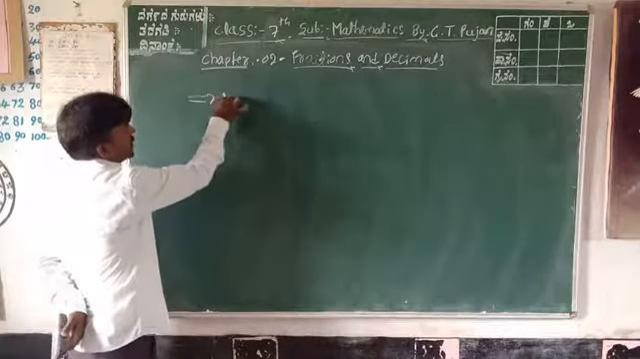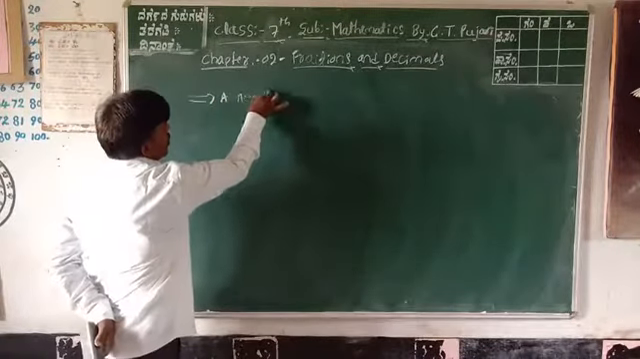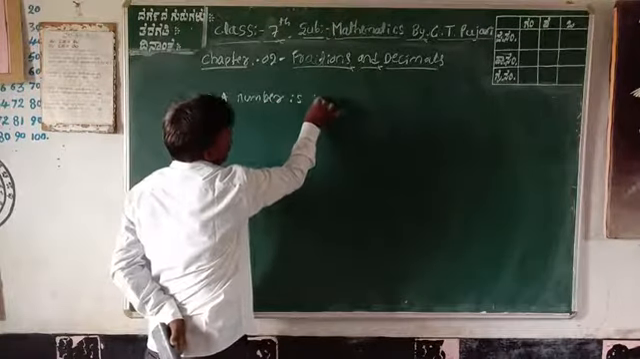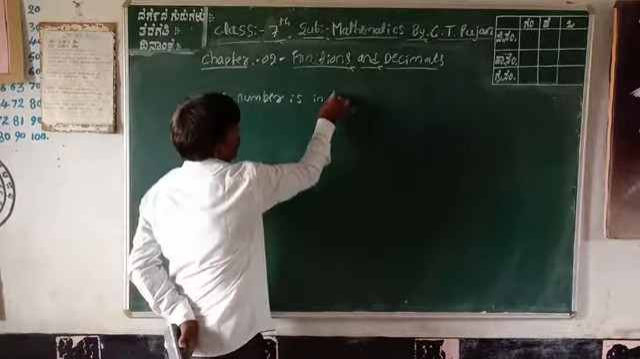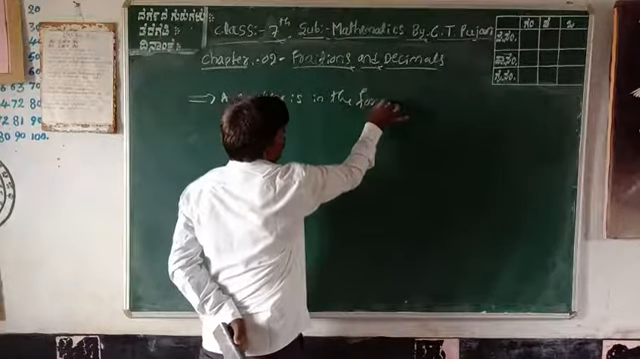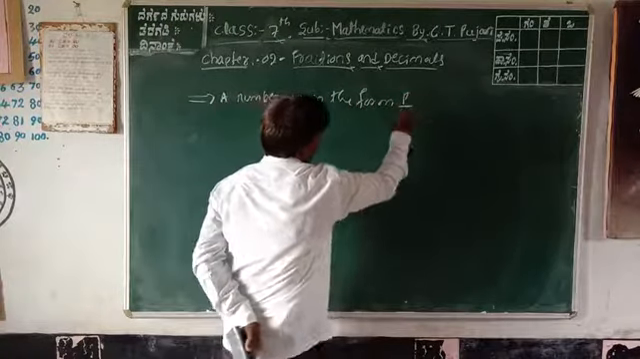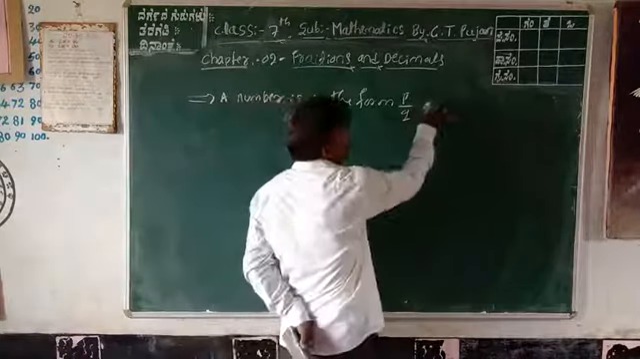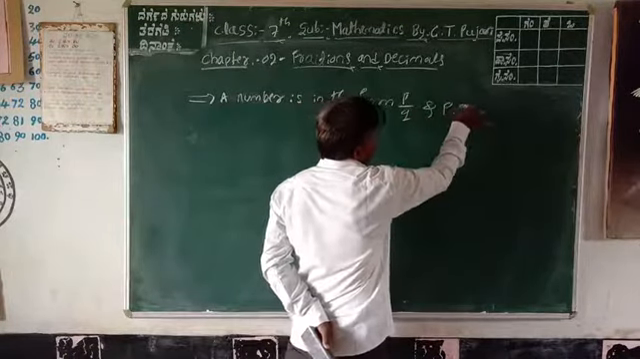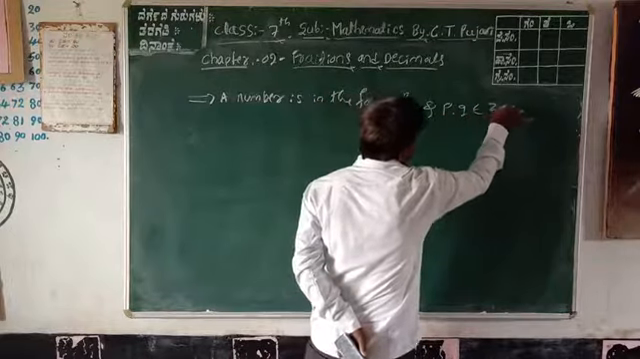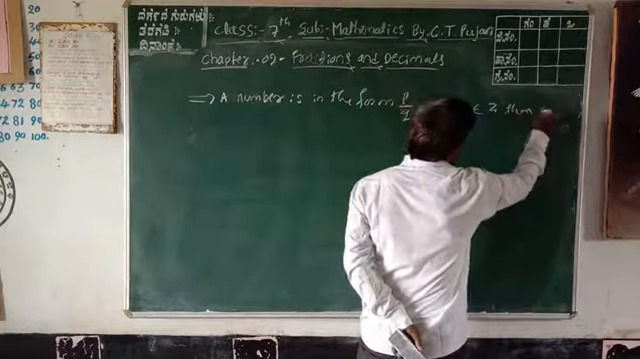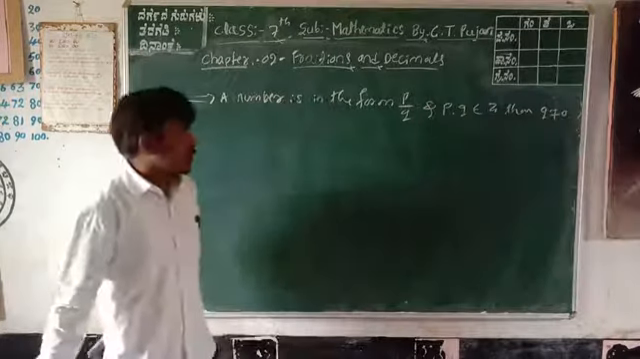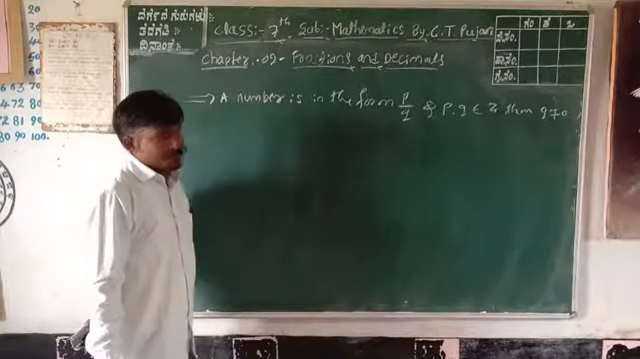A number is denoted in the form of P by Q. A fraction is in the form of P by Q, where P and Q belong to integers, and Q not equal to 0. That is called a fraction.